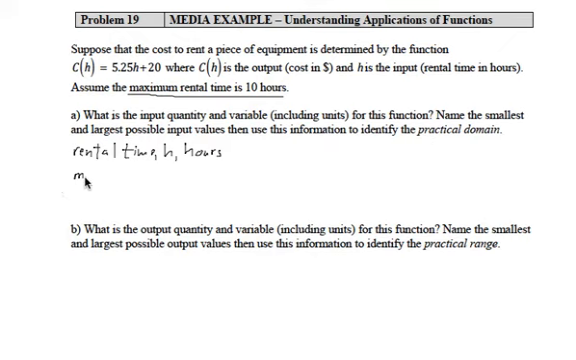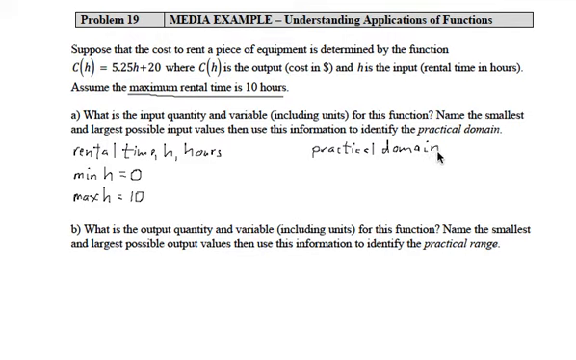Well, let's see. The minimum number of hours that we could rent the equipment for is 0. We could make a reservation, pay the initial fee that's required, and then something happens and we can't get the equipment. The maximum number of hours that we can rent the equipment, according to the information given, is 10. So what we're going to do is identify what's called the practical domain. And that is the domain that makes sense for this function in the context of this problem.